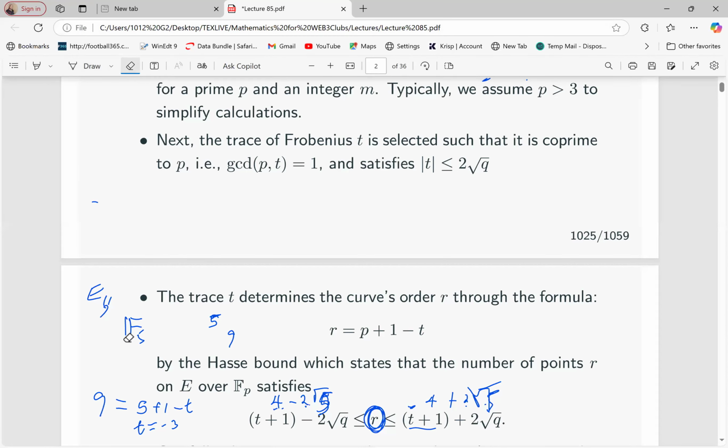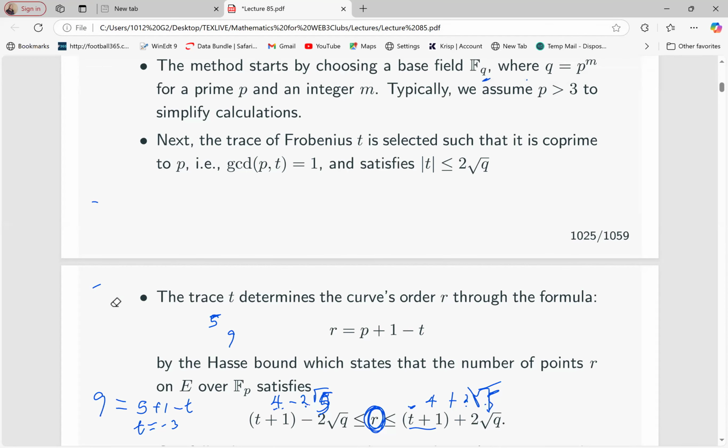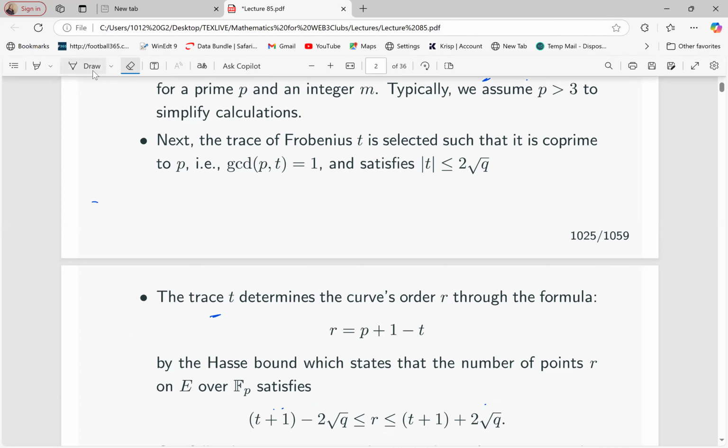So you discover that they need to fulfill the Hasse bound. But now, that is not what we're interested in today. What we're interested in today is how do we get the elliptic curve. Let me just recap what I've already said.